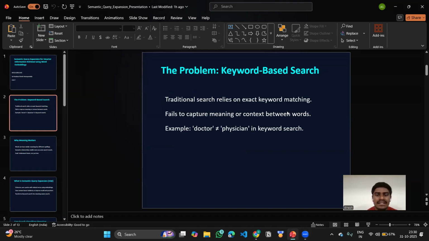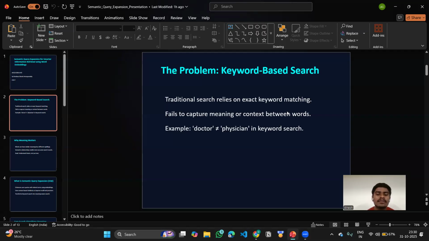Keyword based search. Traditional search relies on exact keyword matching, and fails to capture meanings or context between the words. Example, doctor, physician. Doctor is not equal to physician in some keywords. We start by identifying the core limitations of modern search engines. Despite their sophistication, they are fundamentally keyword based.